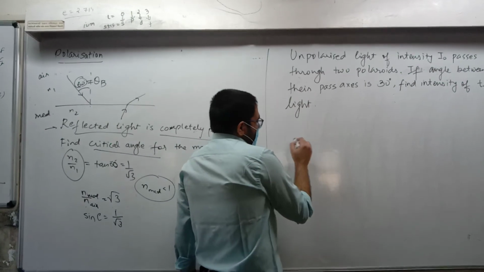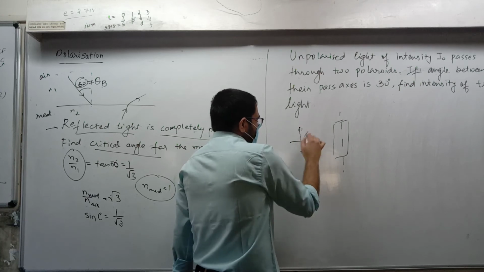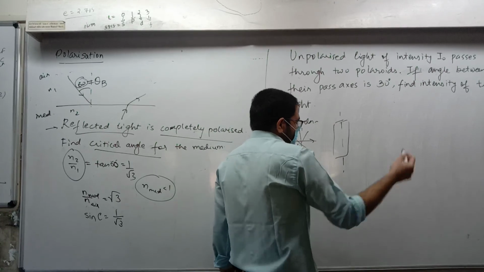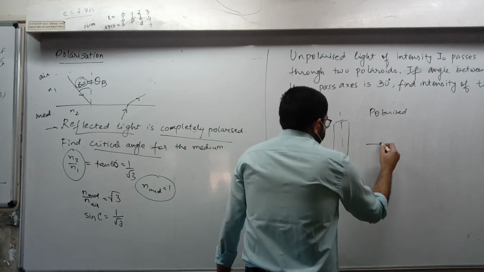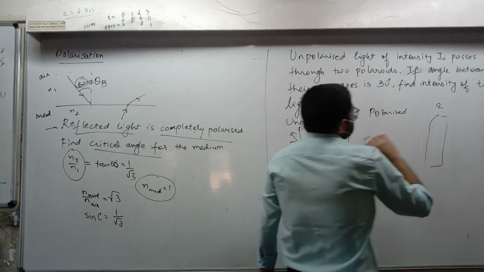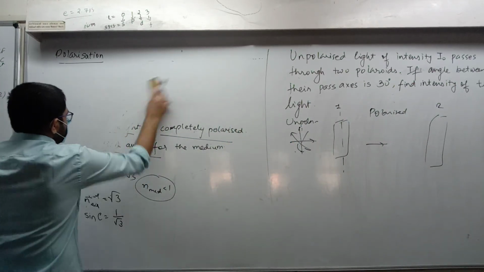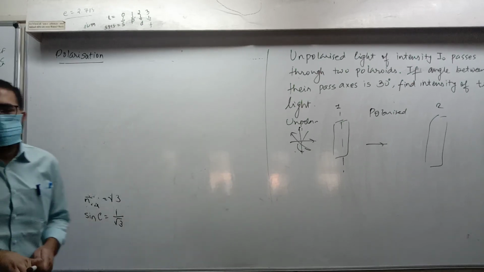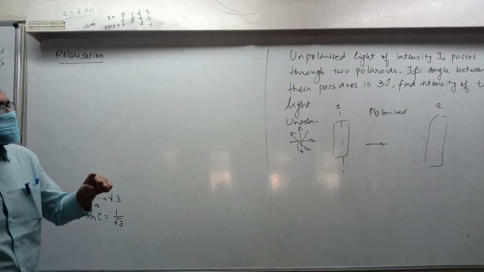I will just draw one diagram. You follow it similarly. Let's say this is unpolarized light. If you draw it, you will be able to learn and understand it very easily. Here you will get polarized light. Number 1, and then there is number 2.